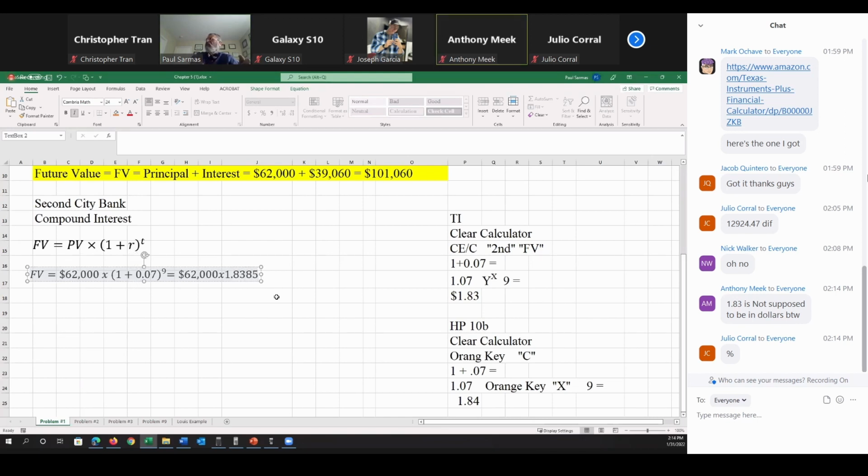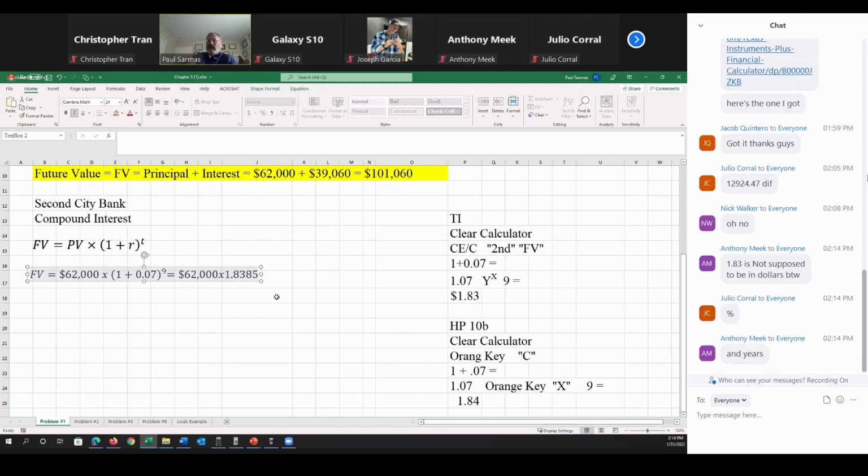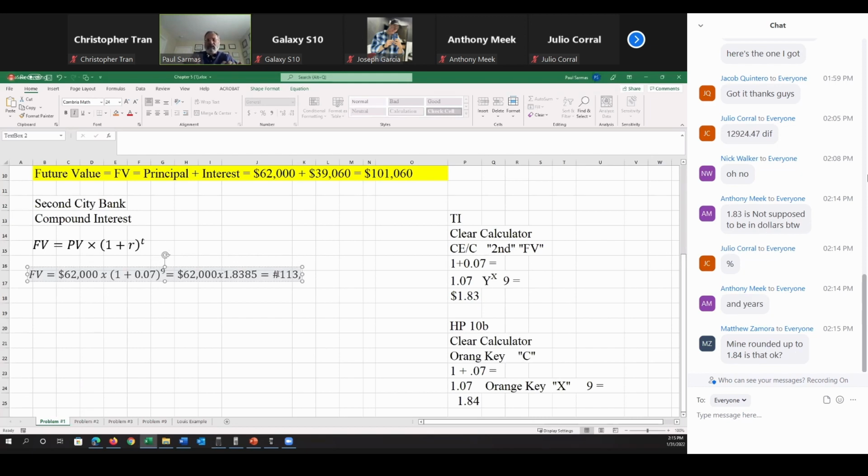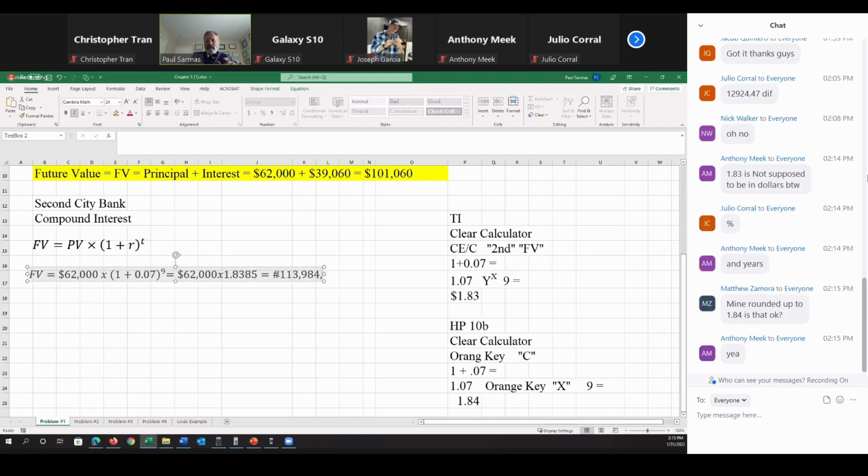1.8385 multiplied by 62,000. And then you will see future value. I'm getting 113,984 and 47.